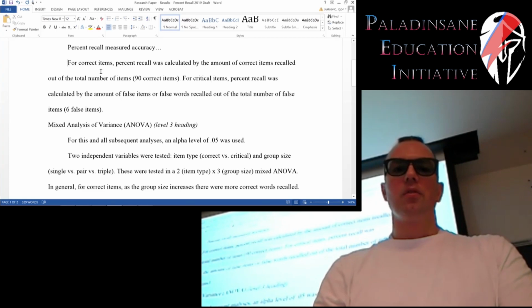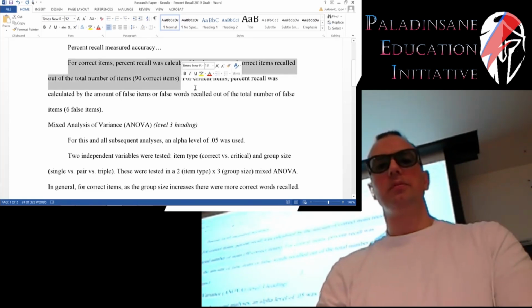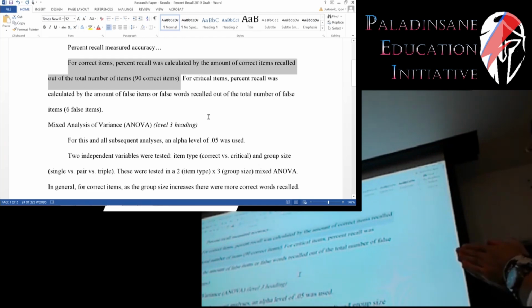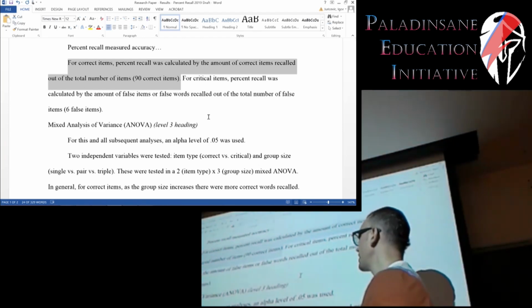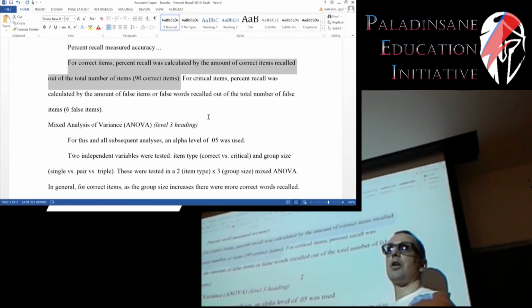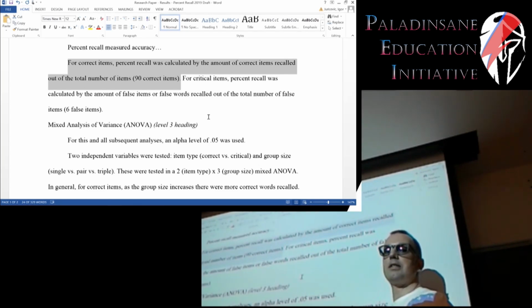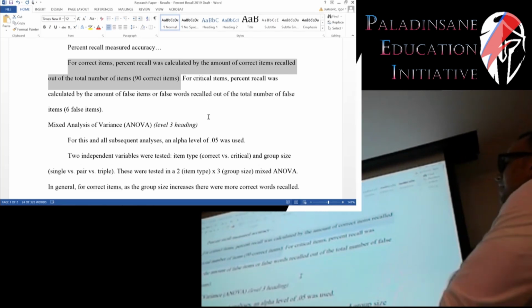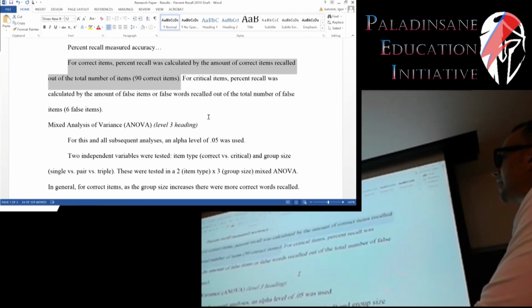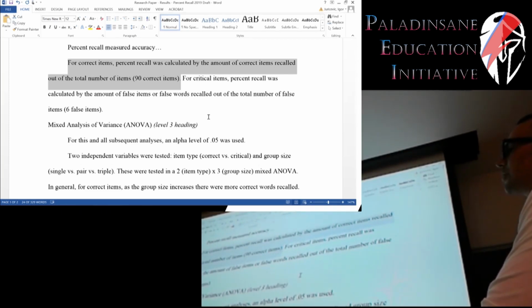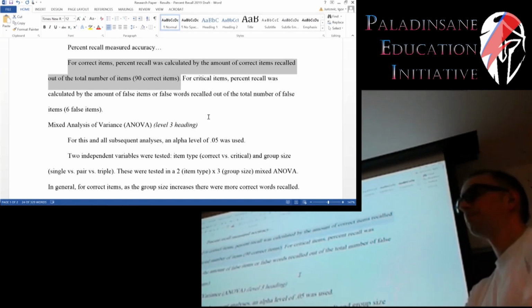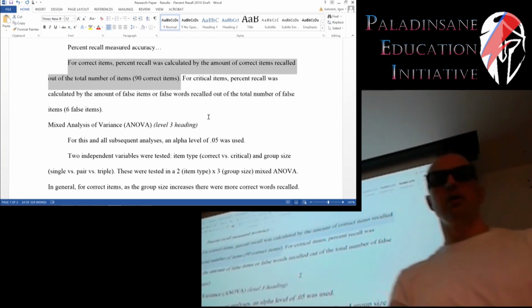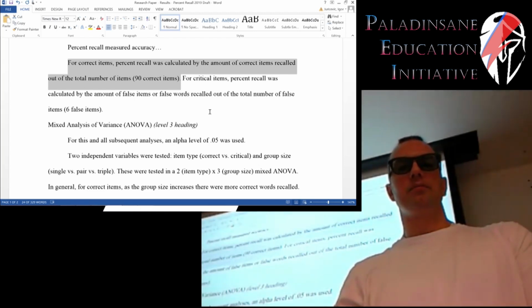Okay, we have our operational definitions. So for correct items and for critical items, notice we use correct and critical. We want to make sure that we're very consistent now. So for correct items, percent recall was calculated by the amount of correct items recalled out of the total number of items, 90 correct items. So that's true, but it doesn't sound good. So what can we do to make it sound better?